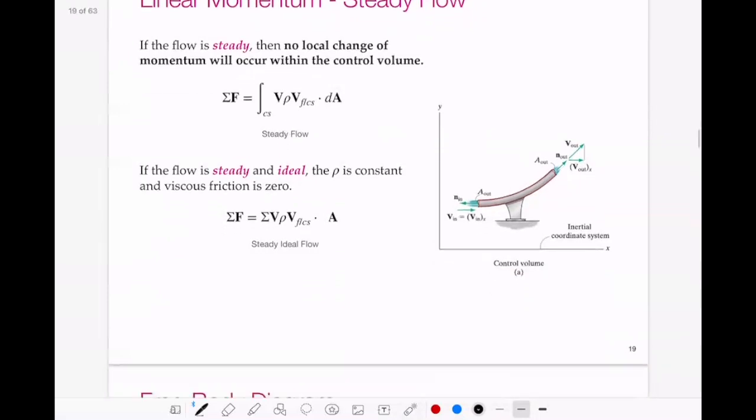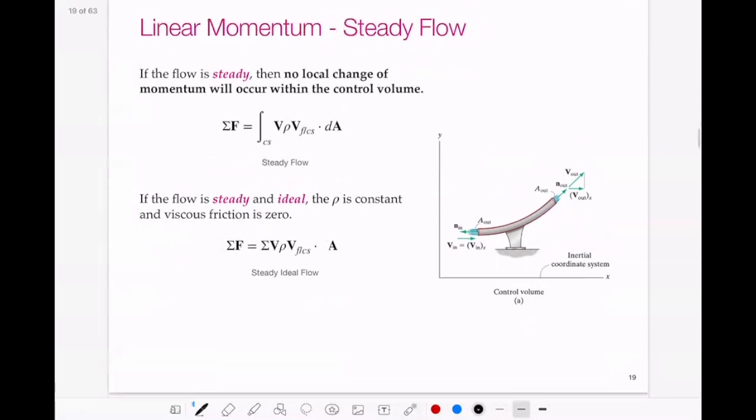So if we were to look at this example here, what would be our sum of the forces in the x direction, for example? Let's choose this direction as positive. So if we have this example here, it would be the sum of the forces equals the velocity times rho times velocity dot product with our area.